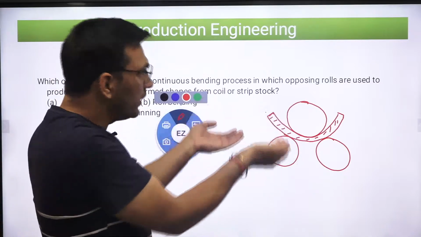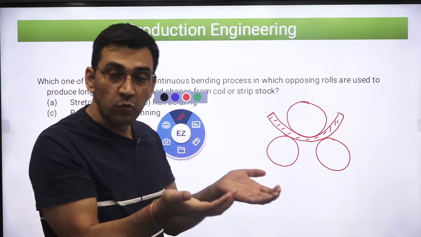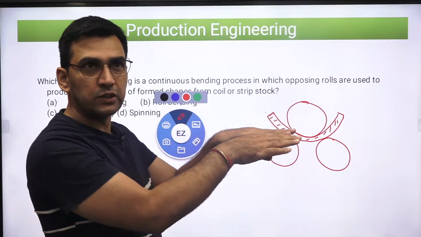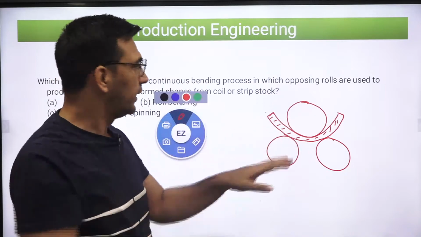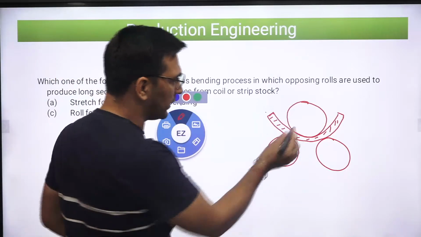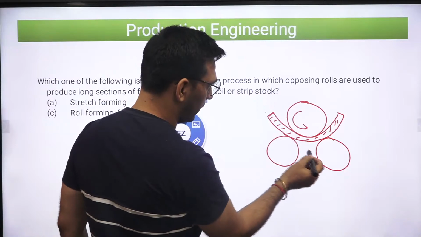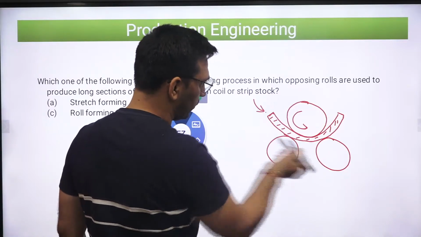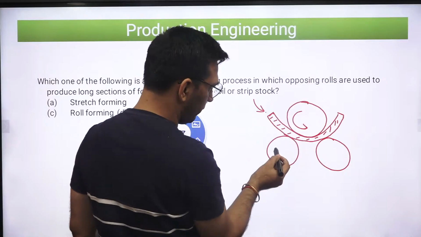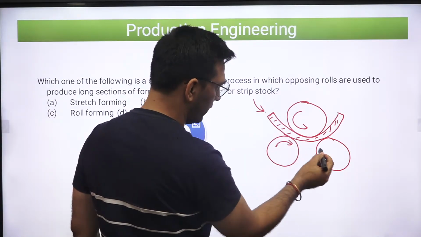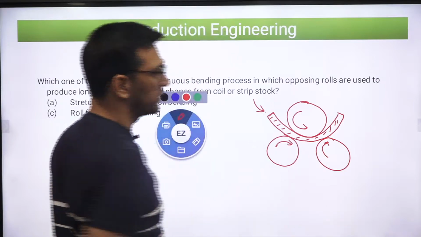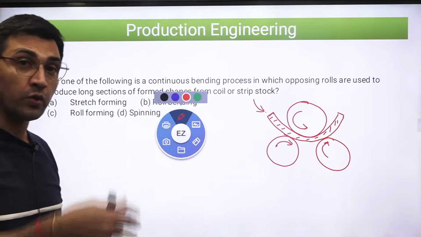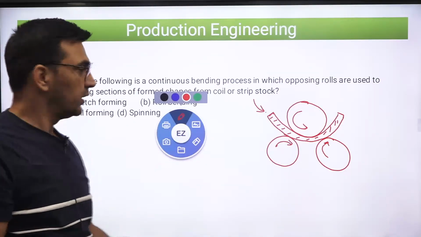I can bend it, and maybe if I want to make a pipe out of it, after bringing both ends together and then welding, I can go for that. So this is basically roll bending, in which I am moving this way, and then obviously it has to be this way, something this way. So this is the process of roll bending, but this is not a continuous bending process. It is one of the processes.